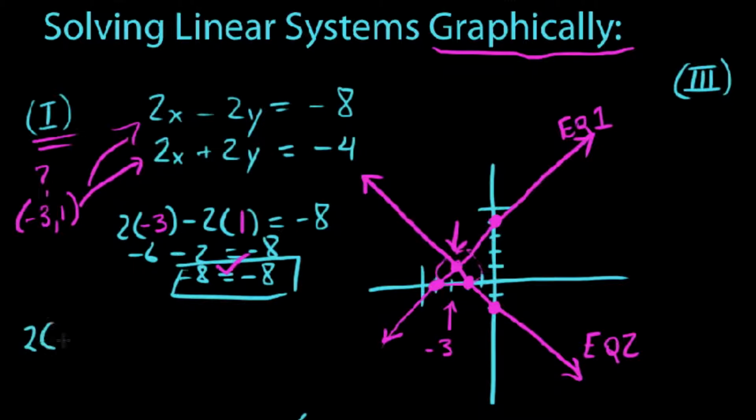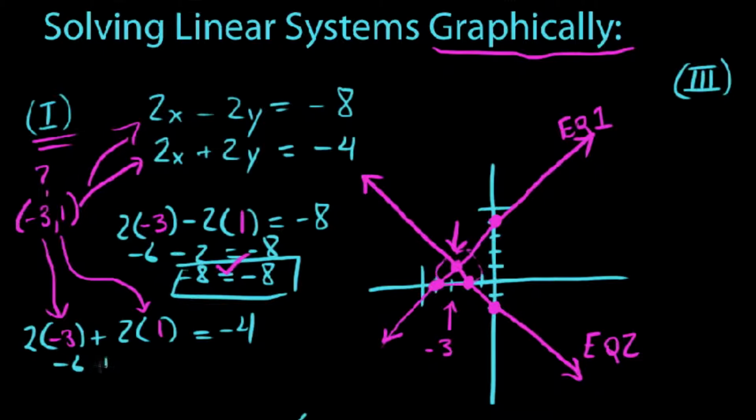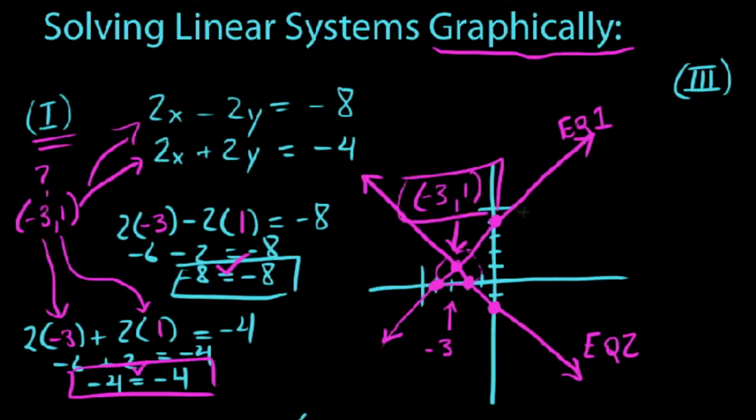So we'd say, okay, so 2 times x plus 2 times y is negative 4. We'll plug in negative 3 for our x and 1 for our y. We get negative 6 plus 2 is negative 4. We get negative 4 equals negative 4. So this is indeed, just by drawing this by hand, we were able to determine that the point negative 3, comma 1 was the common solution for both systems. But the important thing to note here is it's where their graphs intersect.